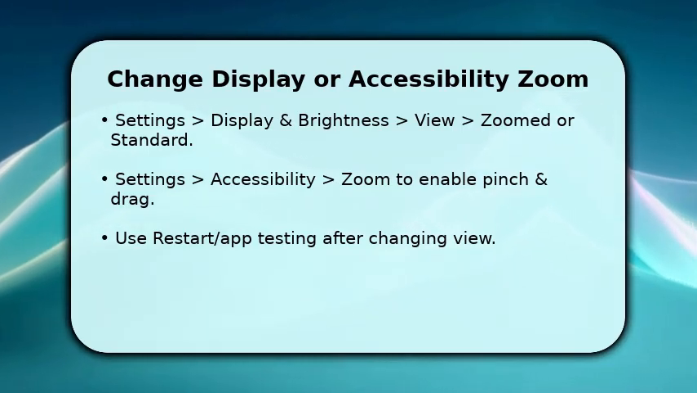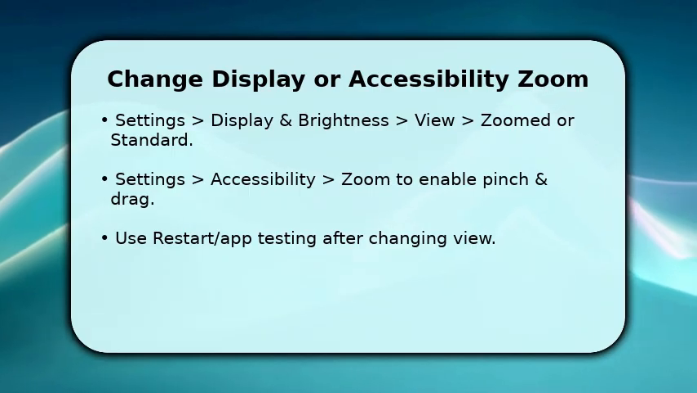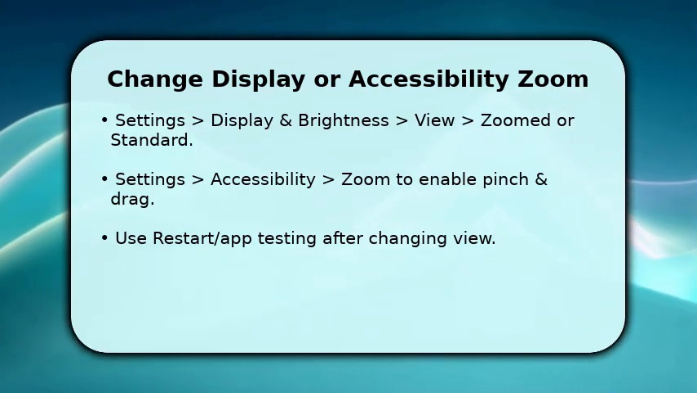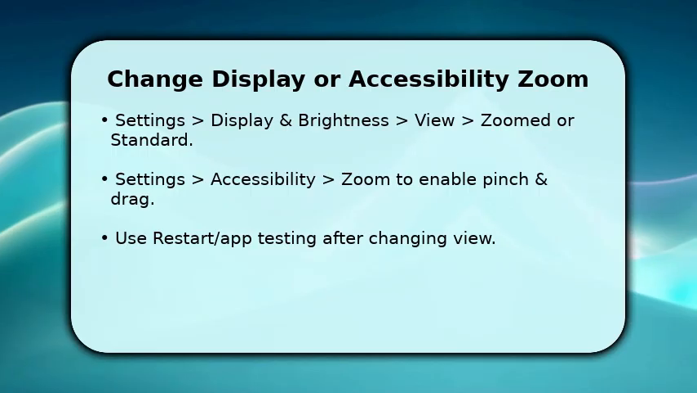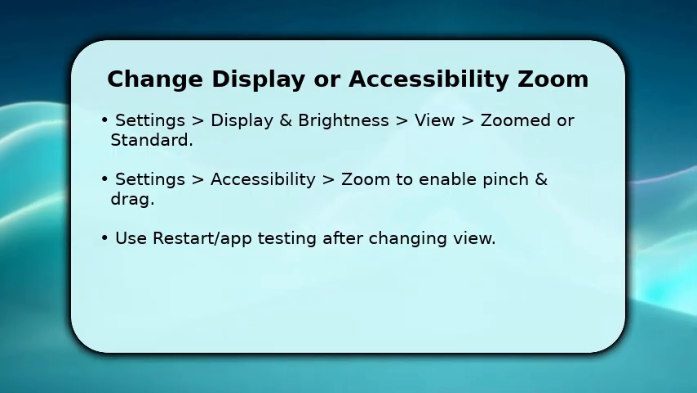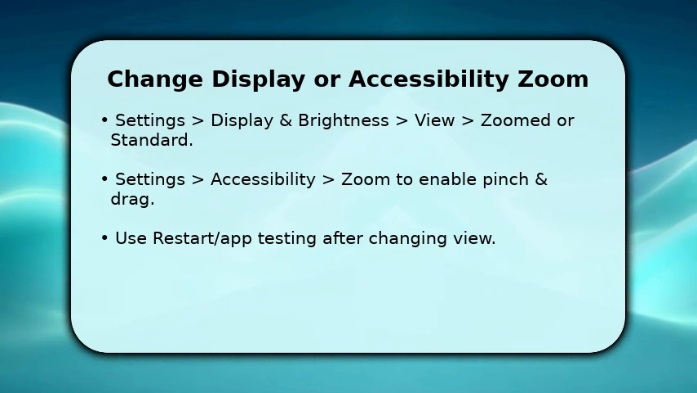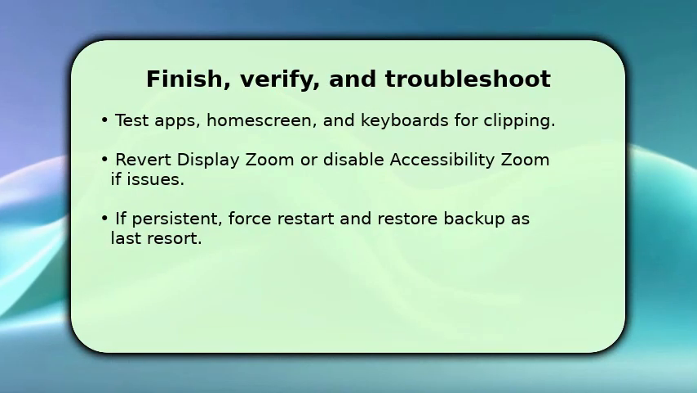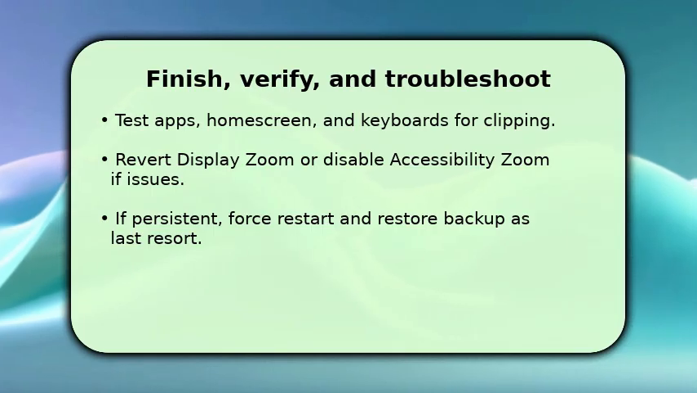For developers or exact output, mirror to a Mac, QuickTime to inspect pixels. After any change, open key apps to make sure UI elements still fit and function correctly. Finish by systematically verifying common apps, the home screen layout, and the keyboard. Make sure nothing is clipped or unreadable.